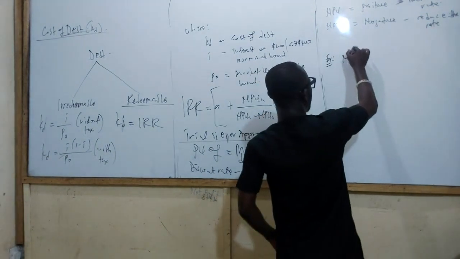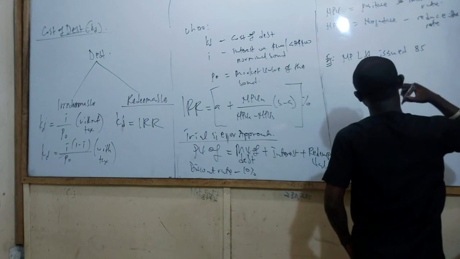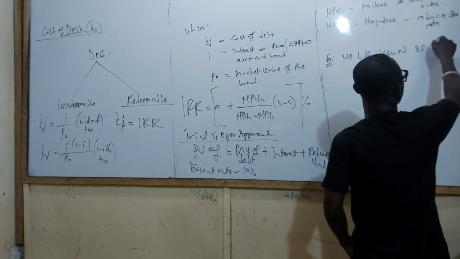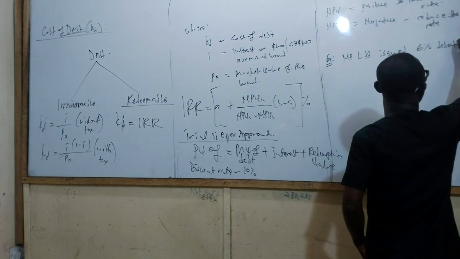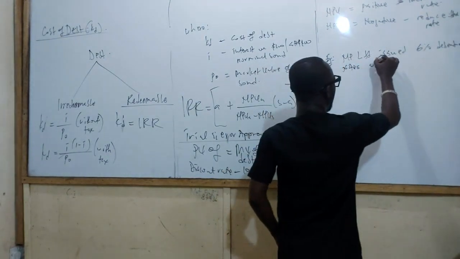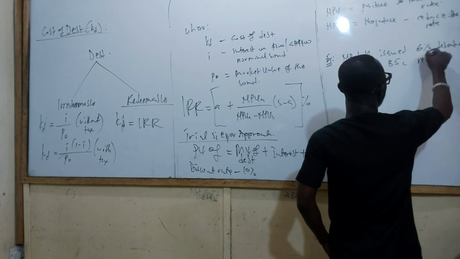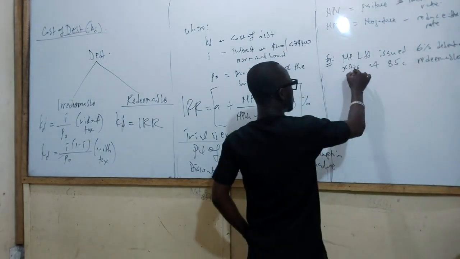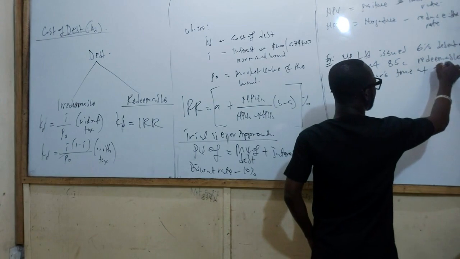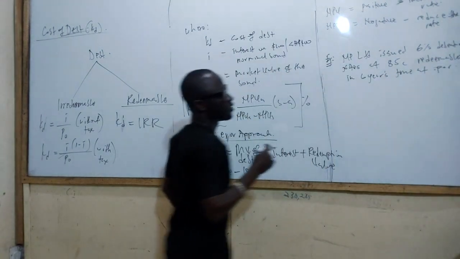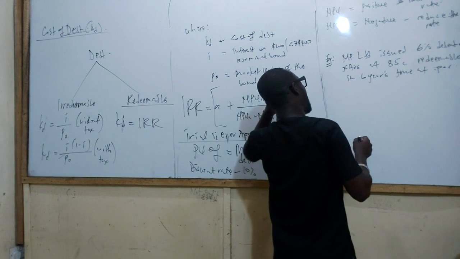Example: NP Limited issued 6% debenture notes at 85 cents, redeemable in 6 years time at par. Required.